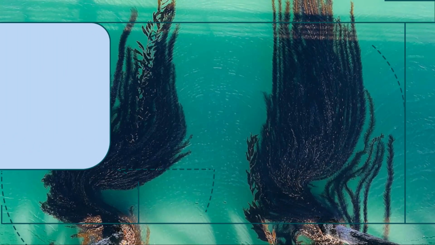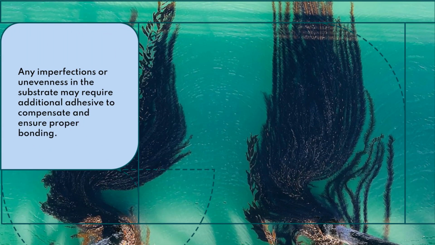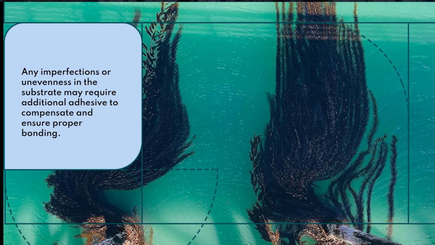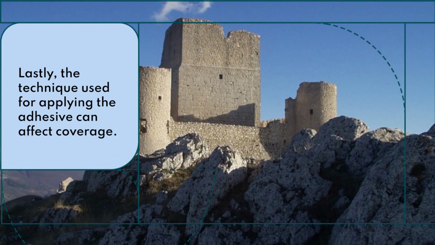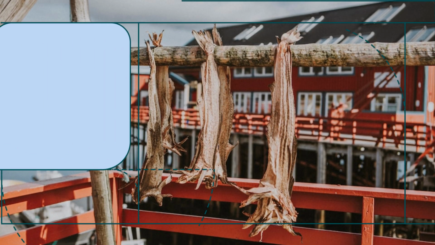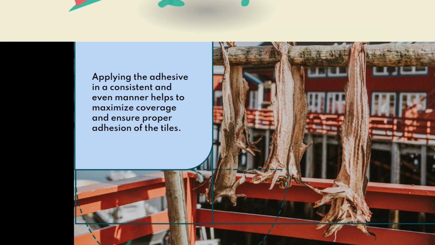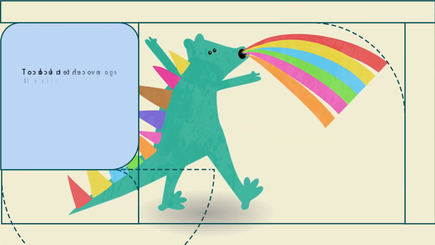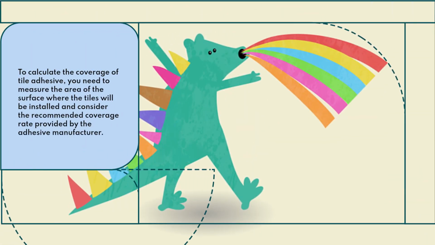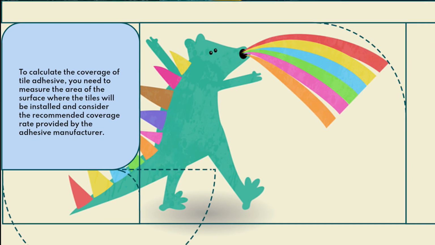Larger and thicker tiles require more adhesive to ensure proper bonding. Smaller and thinner tiles may require less adhesive, but it's still important to apply an adequate amount for sufficient adhesion. Any imperfections or unevenness in the substrate may require additional adhesive to compensate and ensure proper bonding. Lastly, the technique used for applying the adhesive can affect coverage. Applying the adhesive in a consistent and even manner helps to maximize coverage and ensure proper adhesion of the tiles.